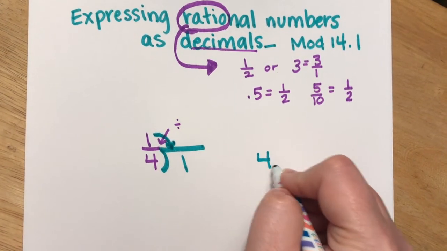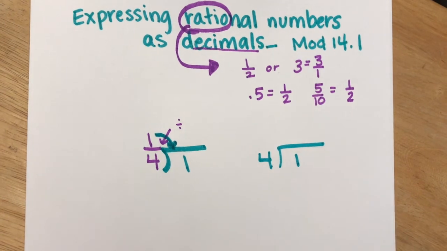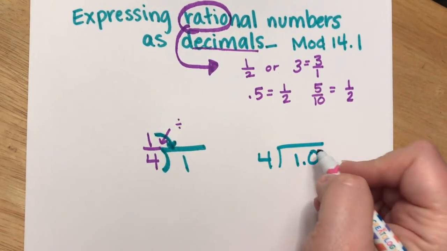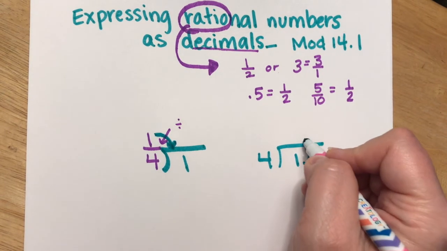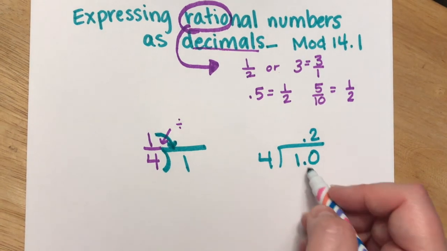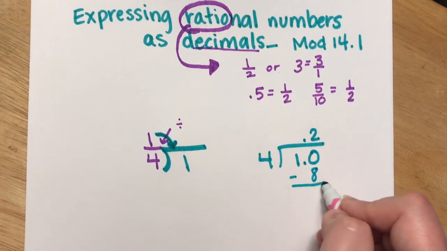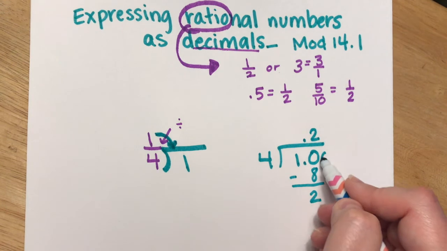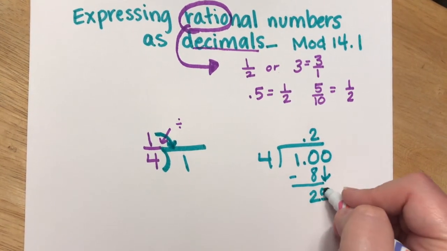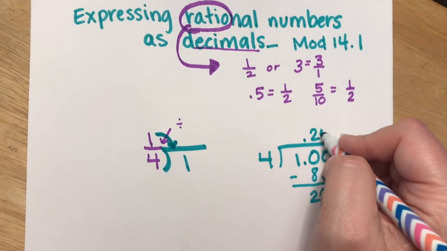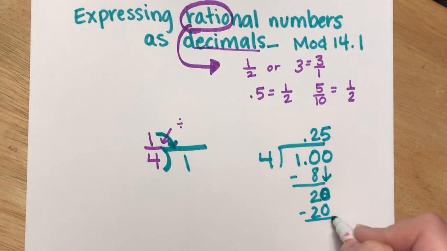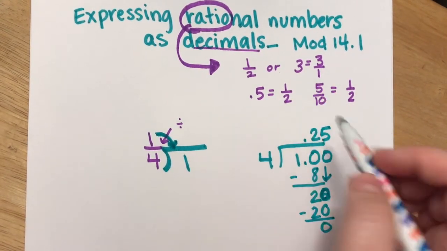I'm going to give myself more space. I'm going to do it on the side over here. And of course, 4 can't go into 1. You guys know that. You're going to add that decimal point, add a 0, and then bring that decimal point straight up. It can go in 2 times. Sorry for the wiggling. And that equals 8. I'm going to subtract. I end up with 2. Add another 0. Bring it straight down. 5. I'm sorry, 0 here. 5 up here, and so 1/4 is going to equal 0.25 as a decimal.